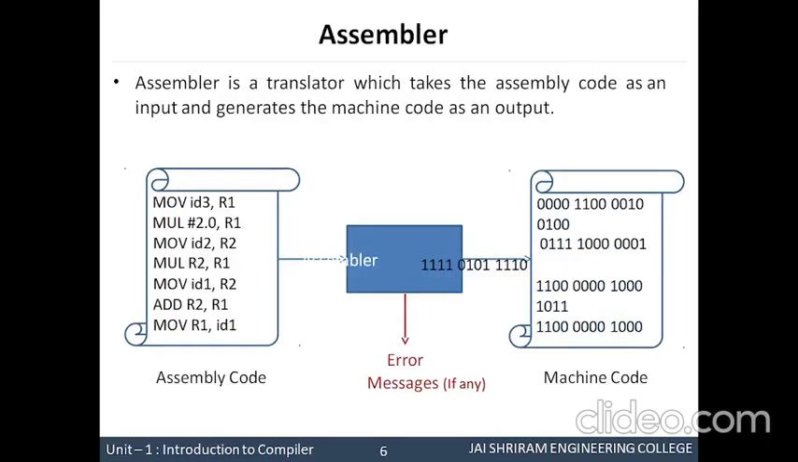Assembler. Next, the assembler. This is simpler than a compiler or interpreter. It works between assembly language and machine language. Assembly language uses mnemonics like move, add, mul for multiplication, and the assembler converts these into binary code.